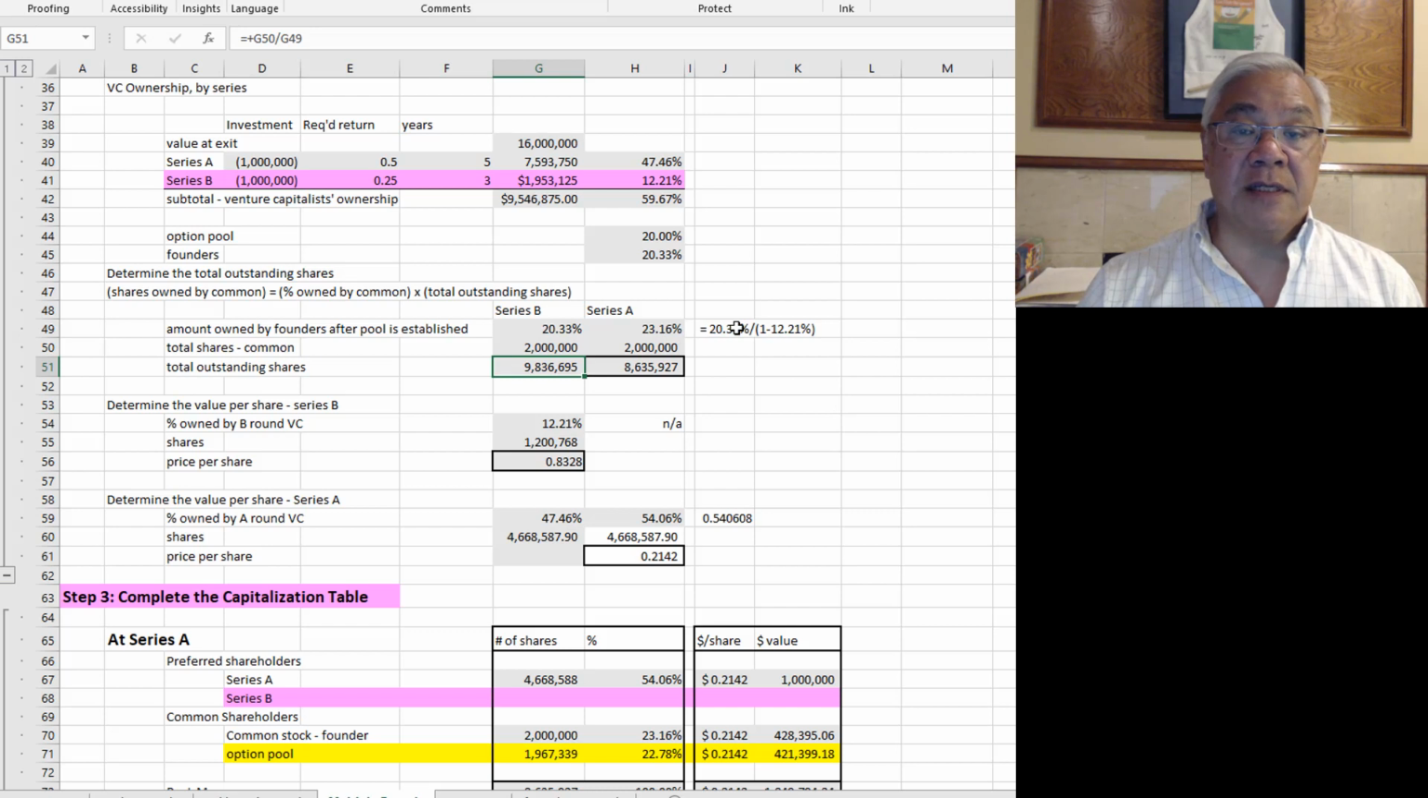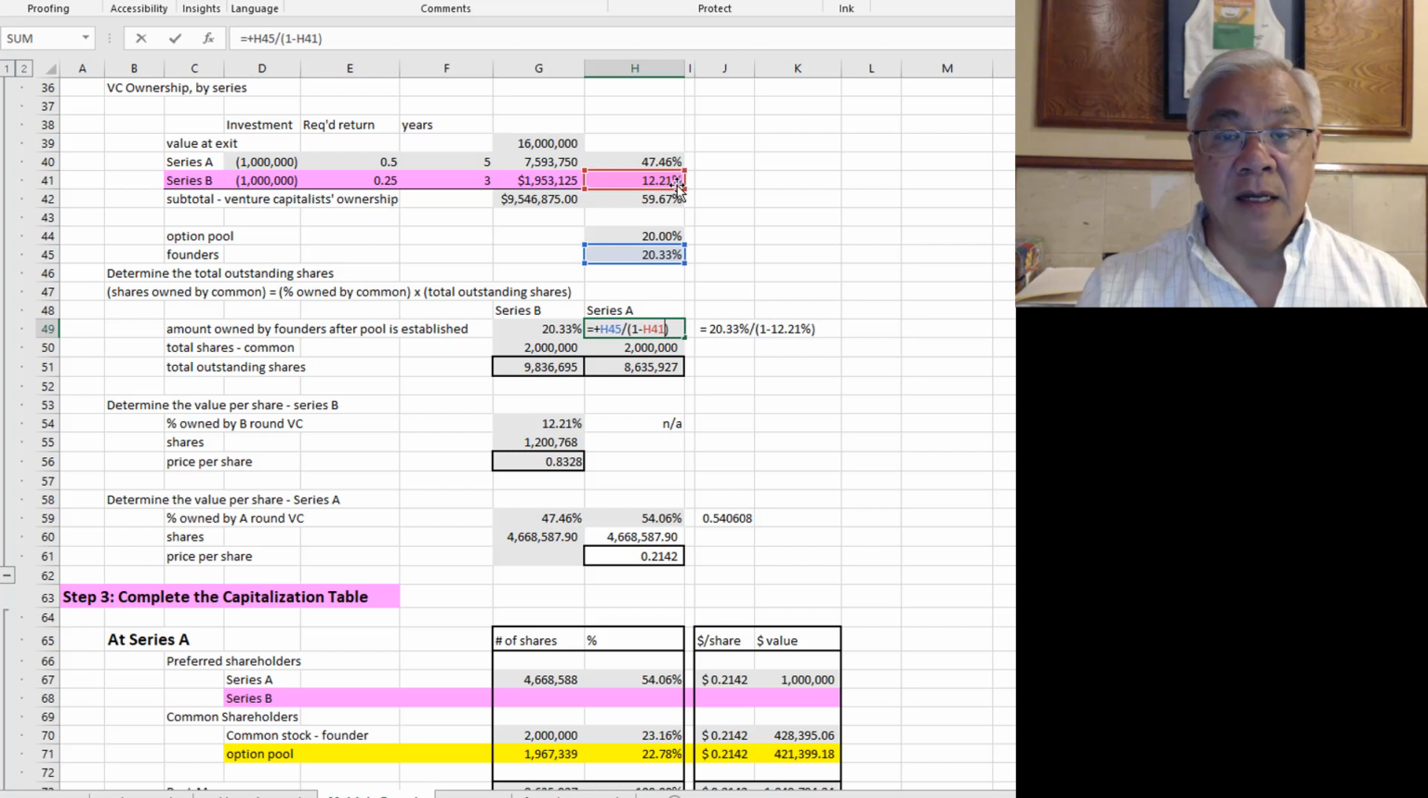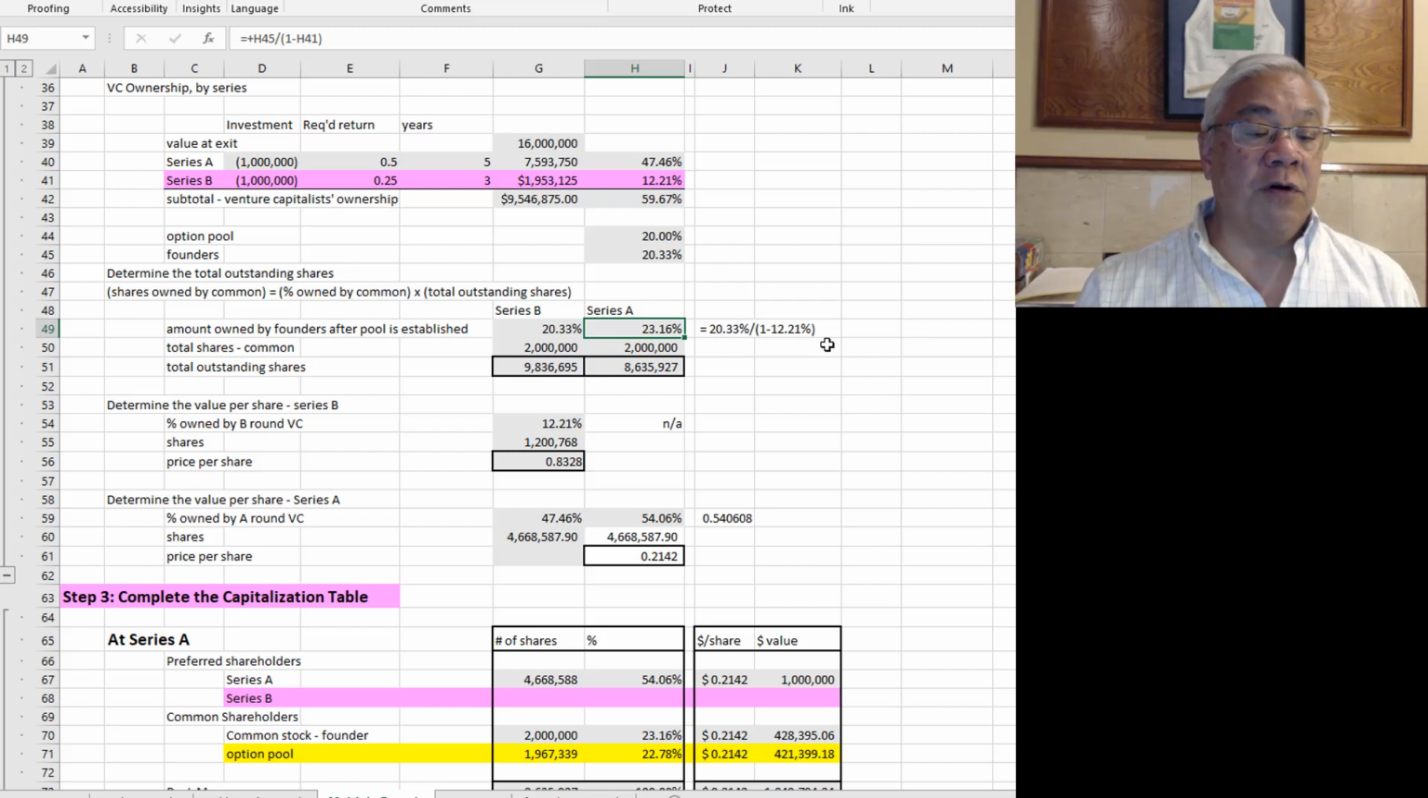Now let's back off to Series A. In Series A, there was no financing yet of the Series B people. So what is the ownership of the founders? They own the 20.33, but instead of dividing it by 100%, we have to subtract out what is owned by or reserved in a way for the Series B. So that means that at the end of Series A, the ownership position for founders is 23.16.